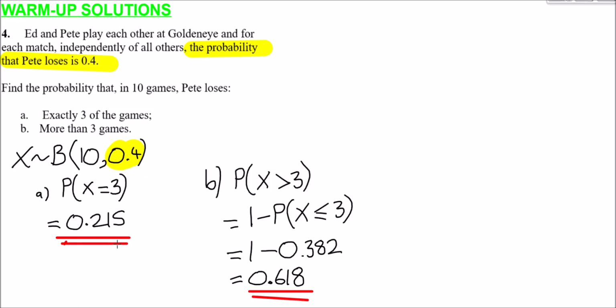So that's question 4 completed. Now the main body of the lesson. What we're talking about today is coding exponential models into linear relationships. So what does this mean and why would we do it? I'm just going to explain in these next couple of slides.